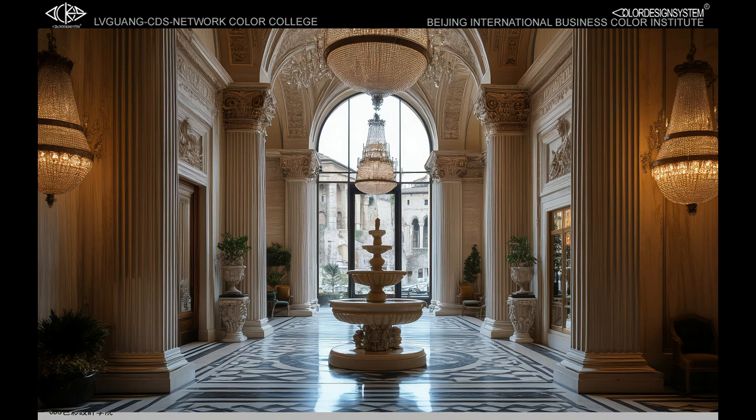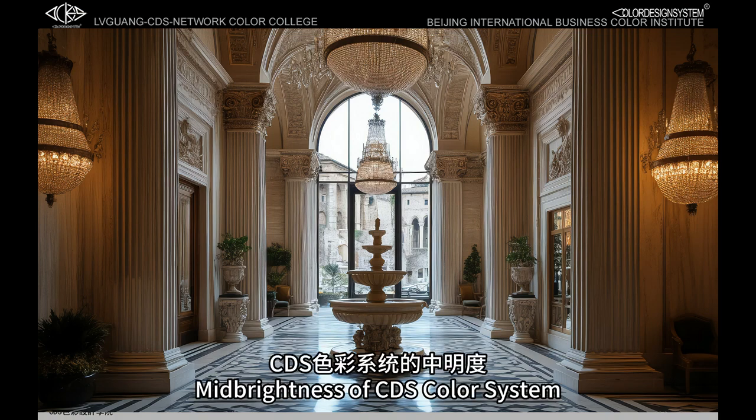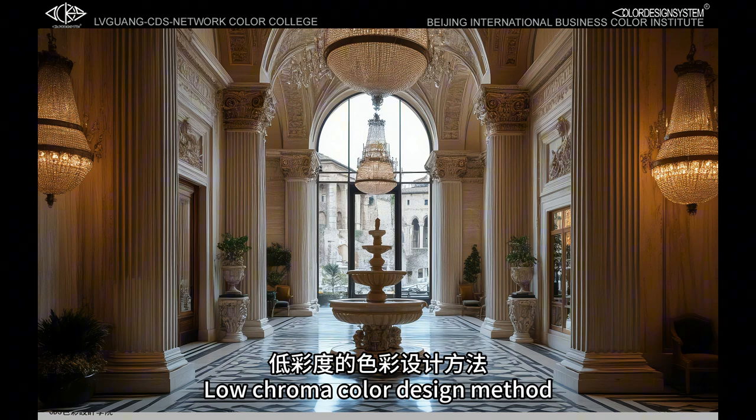Okay. What we're talking about today is the color characteristics of District 5, the mid-brightness, low chroma color design method of the CDS color system.